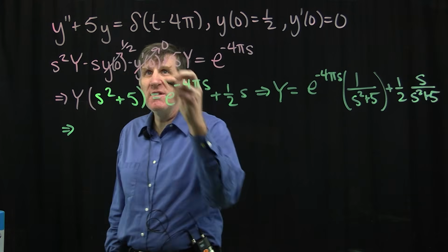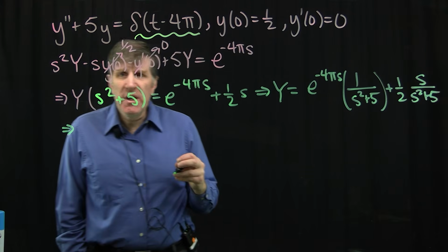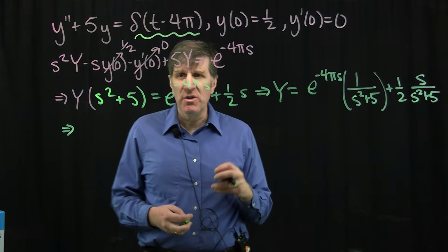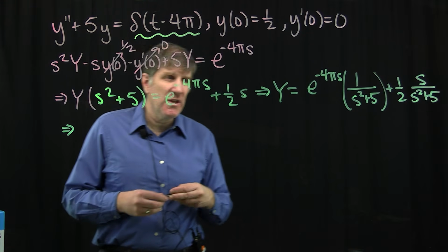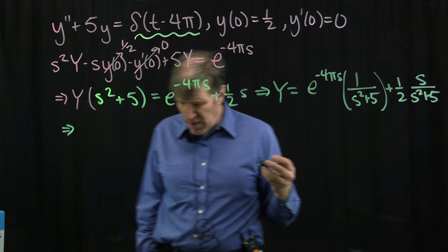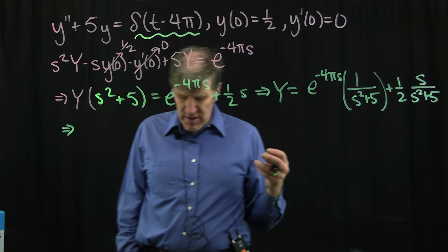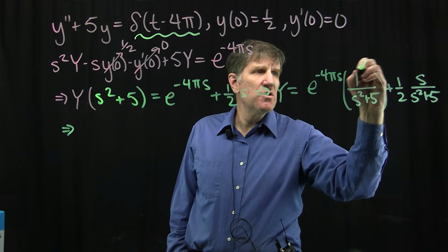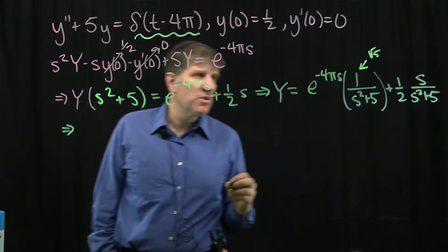That can happen with the delta function because the transform of the delta function is just the exponential. With step functions, you have other stuff in there, and it often turns into partial fractions or completing the square. But not the case here. In this particular problem, we don't have to deal with that. We do need a square root of 5 up here for this to look like the table.